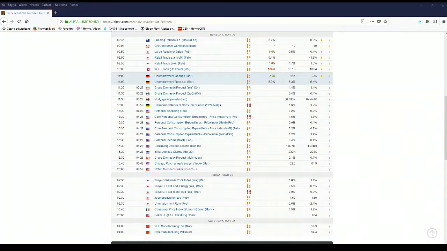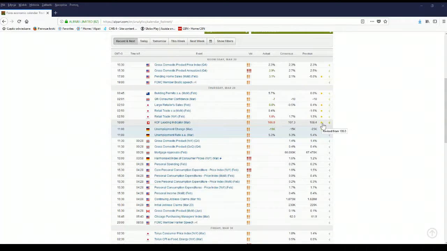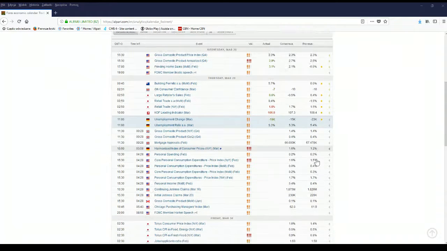Let me show you the calendar first, because we always need to know what is going to happen, and we are expecting GDP from the UK. There is a nice situation on the British pound. We'll see if the technical signal will be strengthened by the data, or it will be denied. Apart from that, PCE from the US a little bit later.